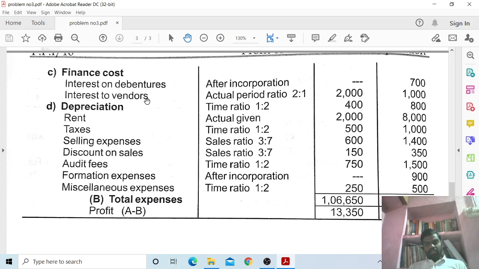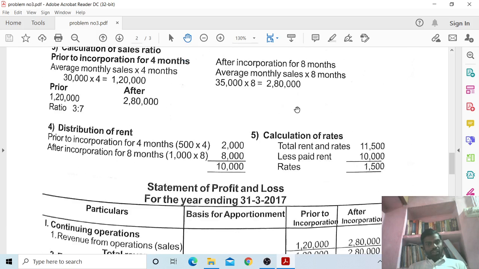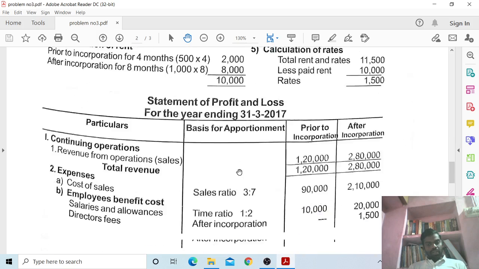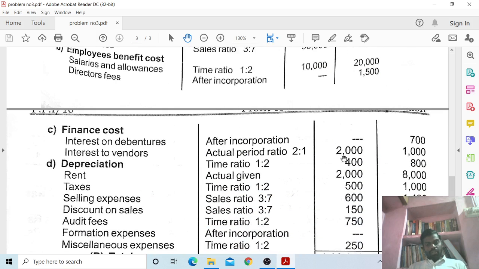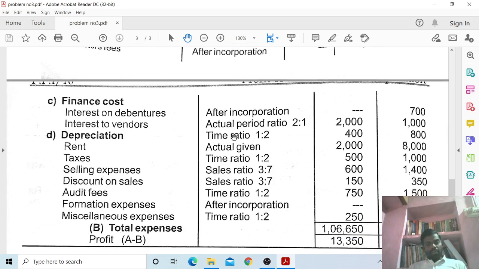Interest to vendors, actual period ratio 2:1. So you have to calculate it here, 2:1 ratio. The amount of interest to vendors is 3,000: 2,000, and 1,000 after the incorporation period. Next, depreciation, time ratio. You have to take 1,200, so 400 and 800 after the incorporation period.